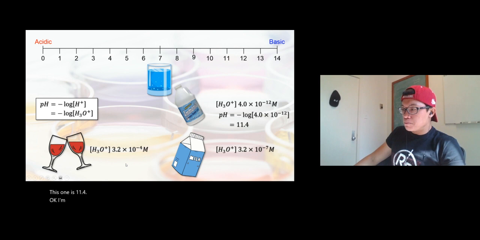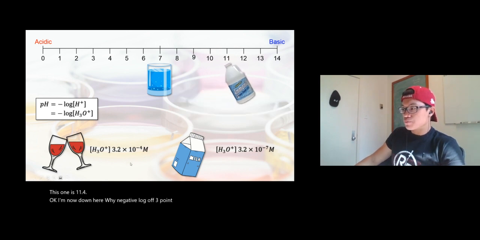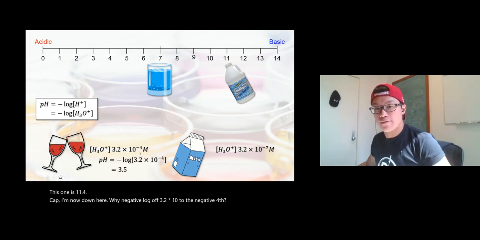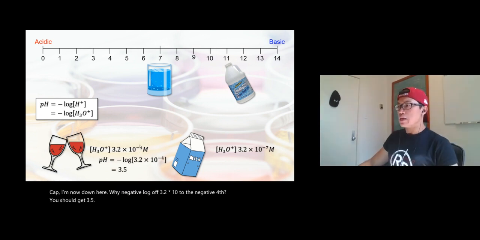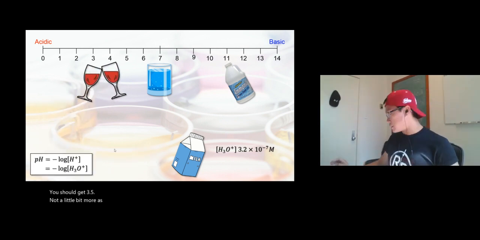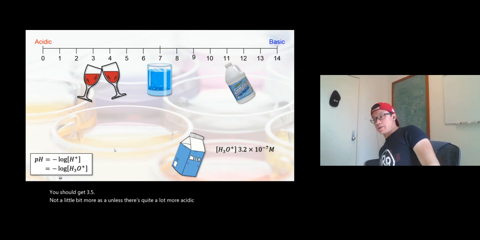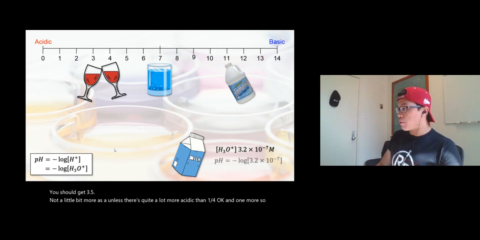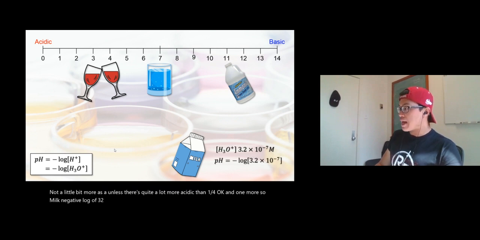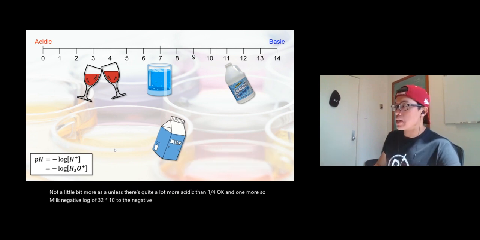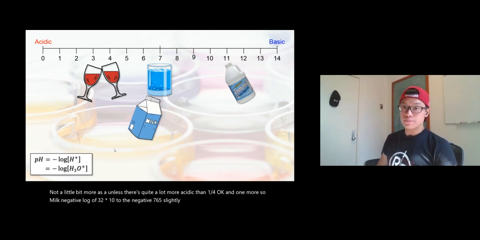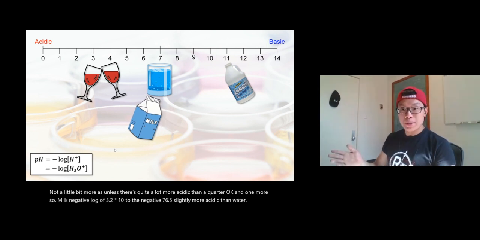Now down here, wine: negative log of 3.2 times 10 to the negative fourth, you should get 3.5. That's quite a lot more acidic than water. And one more, milk: negative log of 3.2 times 10 to the negative 7 gives 6.5, slightly more acidic than water. That's about the pH.